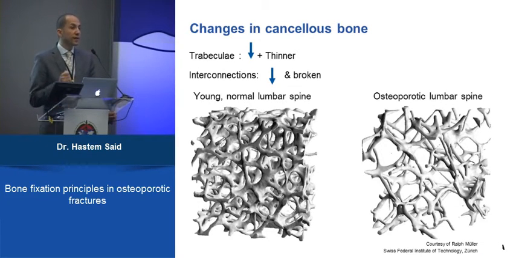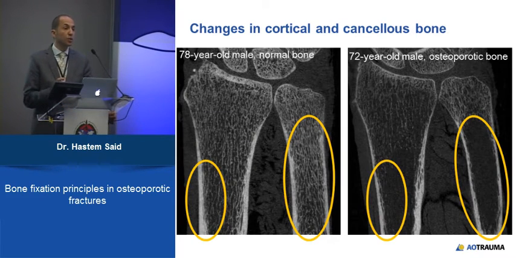But we also have changes in the cancellous bone. We have fewer trabeculae, they are thinner, and the interconnections in between are weaker and may be broken. You can see on the pictures a comparison of the spine of a young patient versus an osteoporotic patient. And this is a CT to show you changes in both the cortical and the cancellous bone in elderly specimens. They're both elderly, but one has osteoporosis, on the right. You can see the cortex that's thinned out. You can see the fewer trabeculae of the cancellous bone versus the one on the left.